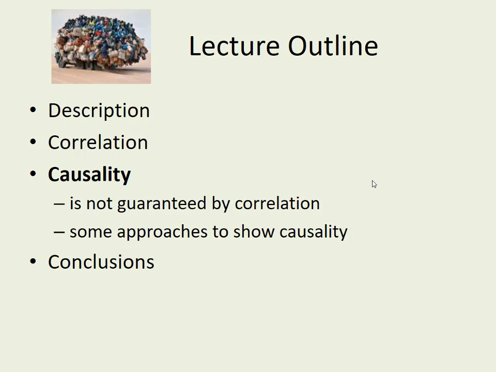And in this section we move from correlation onto looking at whether or not there are causal relationships between variables. The two main parts of this are first to recognise that causality is not guaranteed by seeing correlation, and then some particular approaches for looking at how you might show causality and assess whether the evidence you have is evidence enough to show causality.